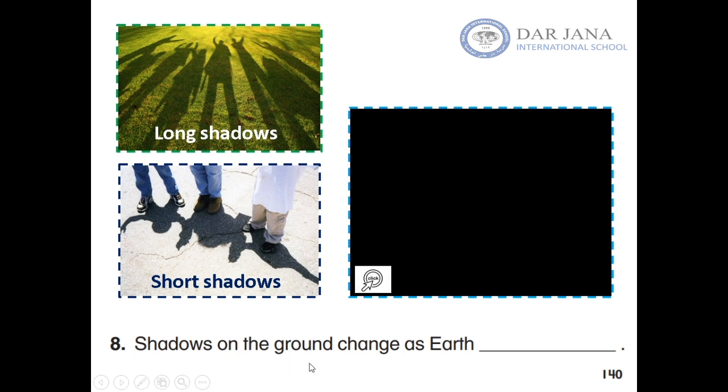Shadows on the ground change as the earth will do what? To have different positions of the sun. The earth rotates. So the sun and moon seem to move in the sky, but in truth the earth is the one who's rotating.